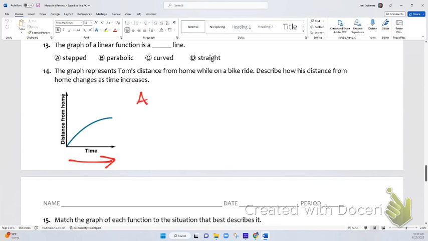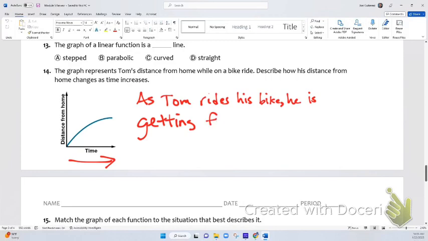So it says describe how the distance from home changes. So we just say, as Tom rides his bike, he is getting further from home. The only reason why it's curved is because the longer he rides, the slower he gets, because he's running out of energy. Okay?